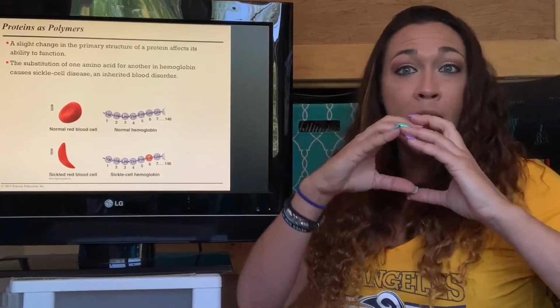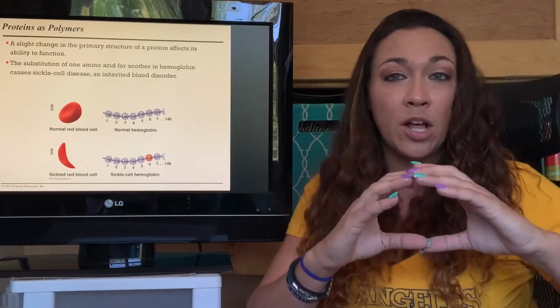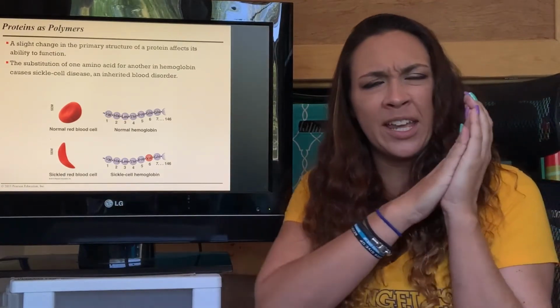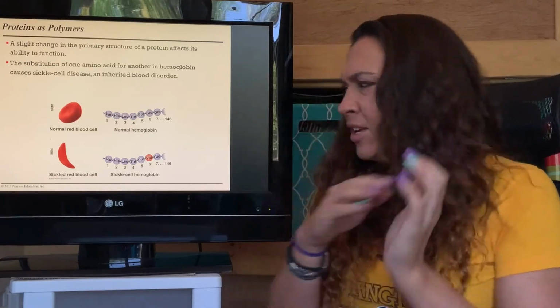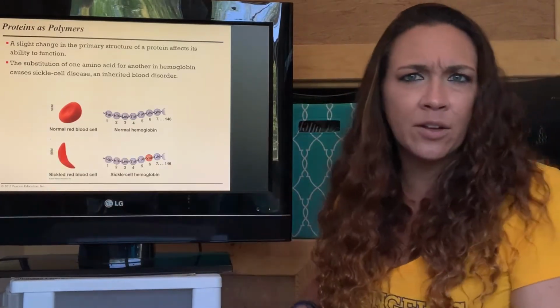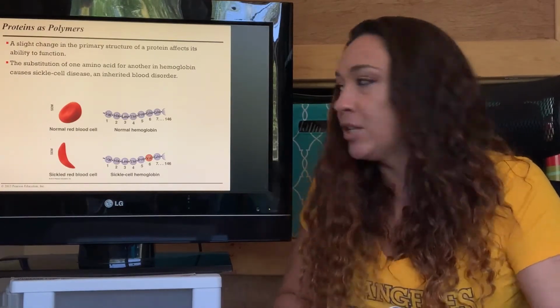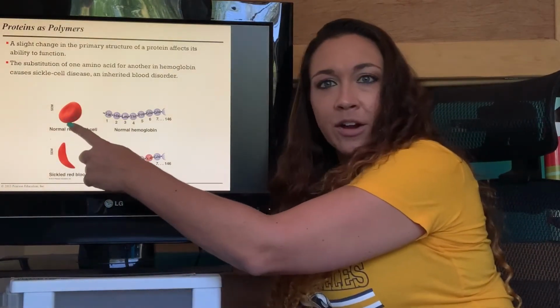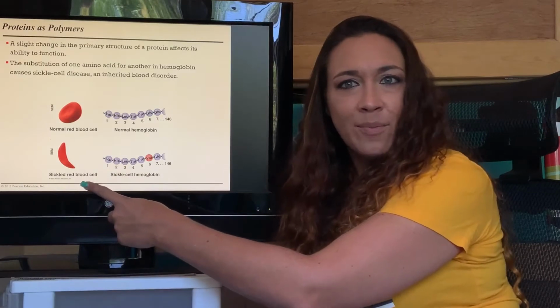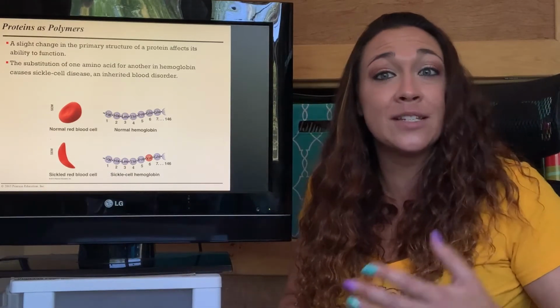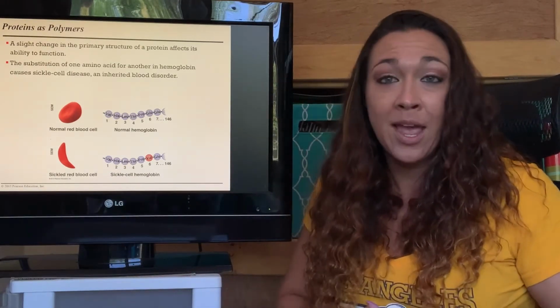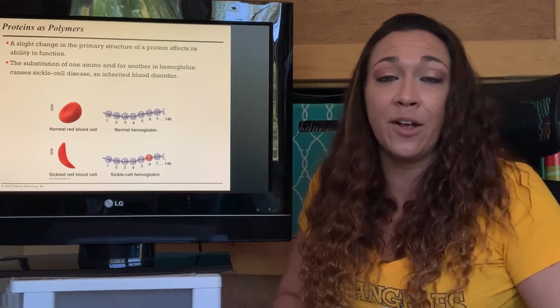Instead of this big, round, circular, happy red blood cell, now you have this concave, flat, sad-looking sickle-shaped red blood cell. And this doesn't carry oxygen as well as this one. This one is made for carrying oxygen. This one is not made right. It's weird, and therefore it's not going to function properly. And unfortunately, you're going to end up with sickle cell.